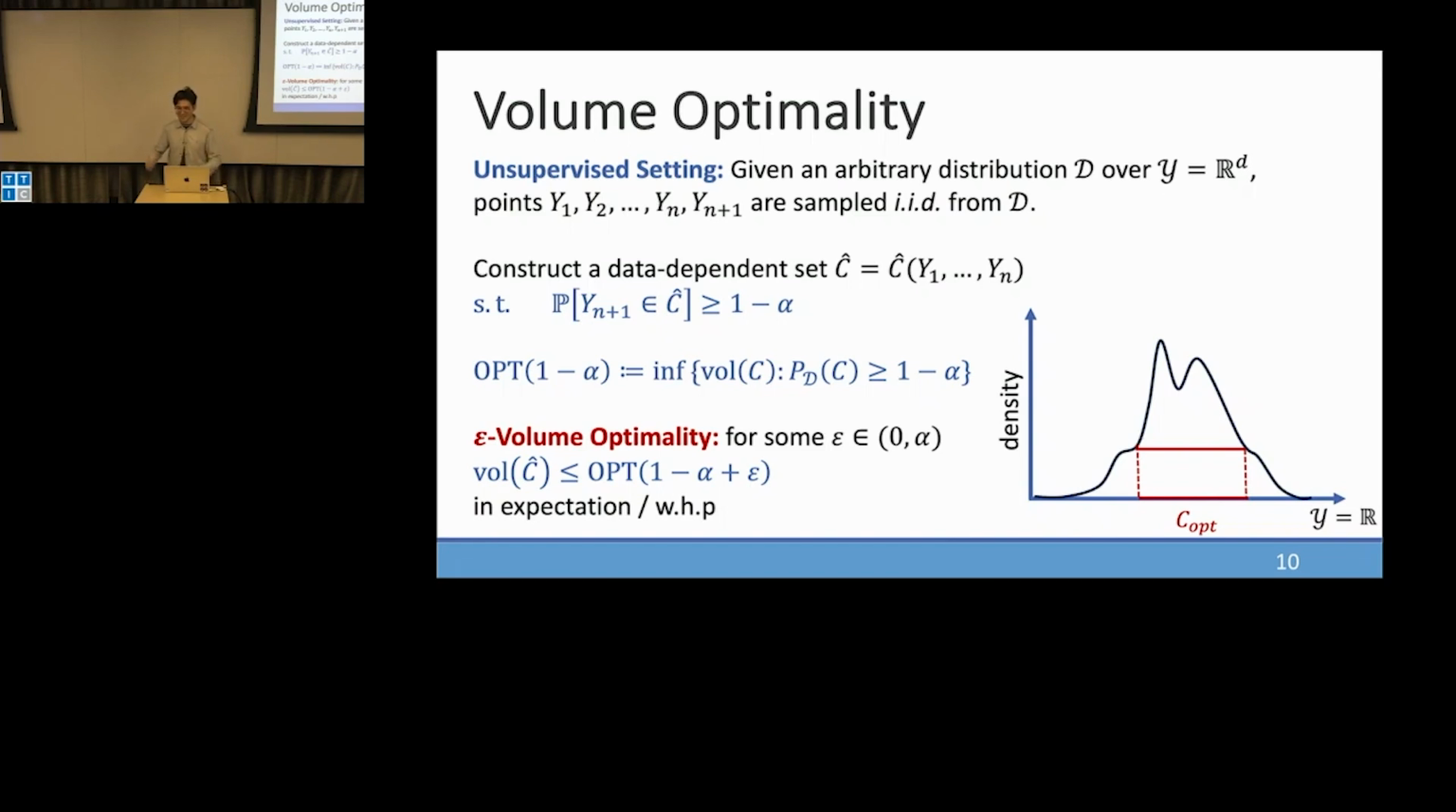So usually for those types of work, they require additional assumptions on the distribution D. You want the distribution to be not constant, and you want the distribution to be smooth. They add additional assumptions on the distribution. But in this work, our optimality does not require such additional assumptions on the distribution. So it's truly distribution free.